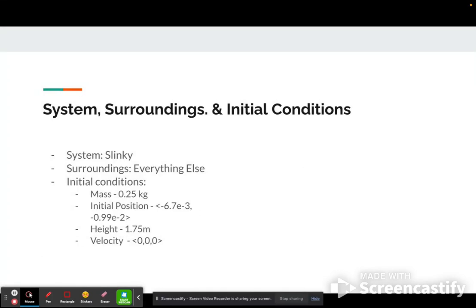So here's the system, surroundings, and initial conditions. The system is the slinky, the surroundings is everything else. The initial conditions are that the mass of the slinky is 0.25 kilograms, and then there's the initial position, which is calibrated using the Veritasium video. The height is 1.75 meters, and the velocity is 0 because it starts at rest.